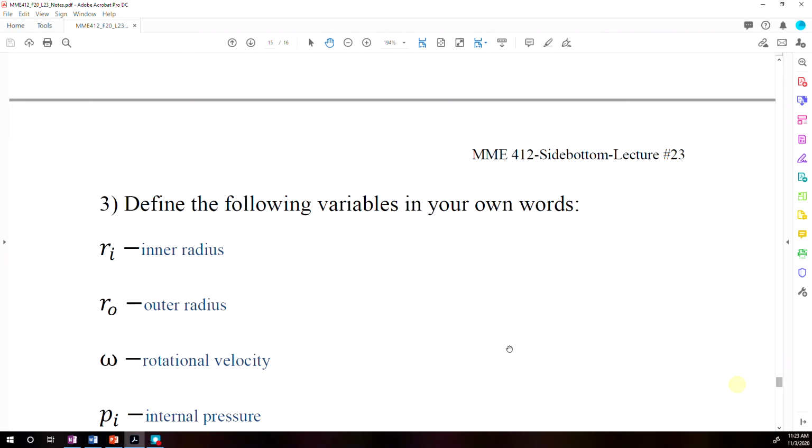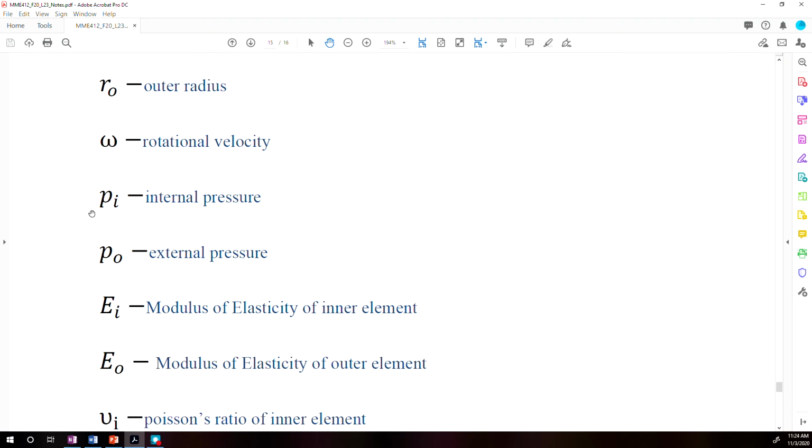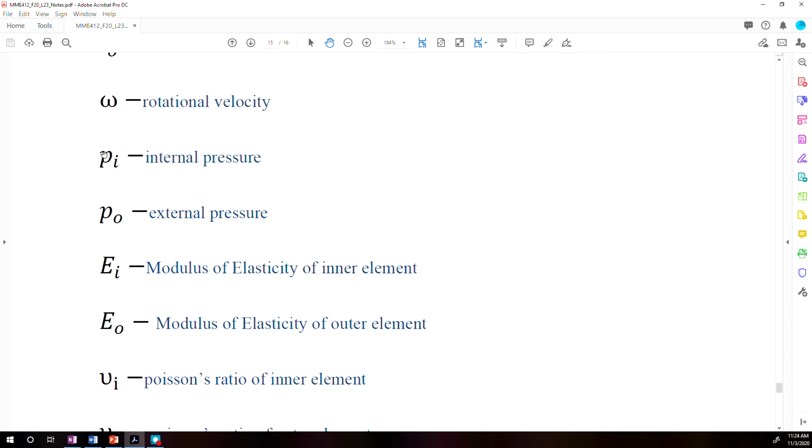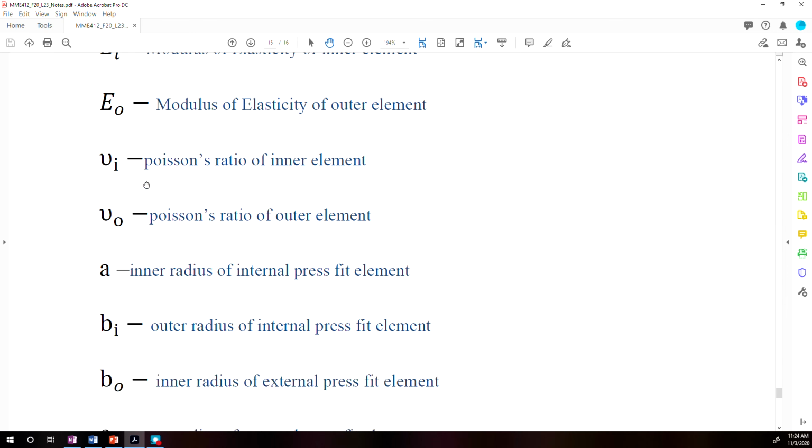The next part is to define the following variables. You have the inner radius and the outer radius. Omega is the rotational velocity. Lowercase p corresponds to the pressure, where I would stand for internal and O would stand for external or outer. You have the modulus of elasticity for the inner element and the outer element, and the Poisson's ratio for the inner and outer elements.